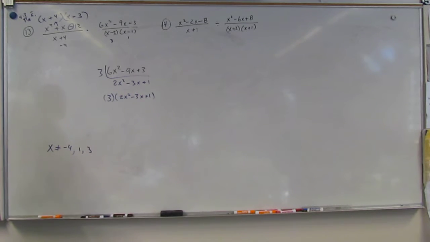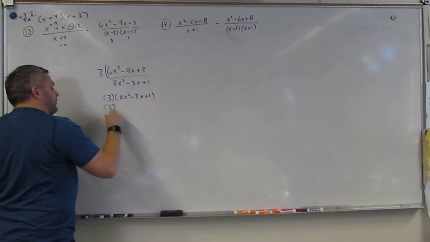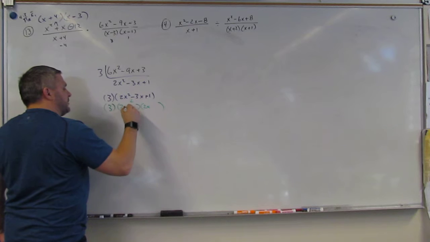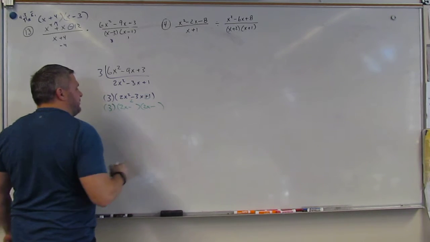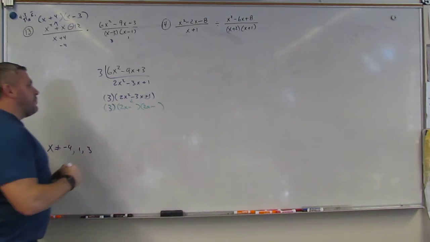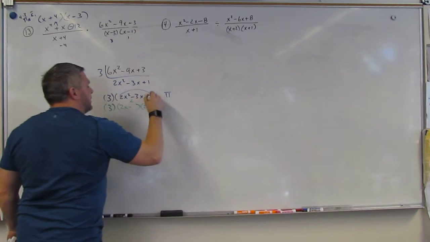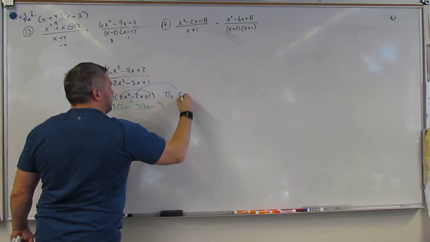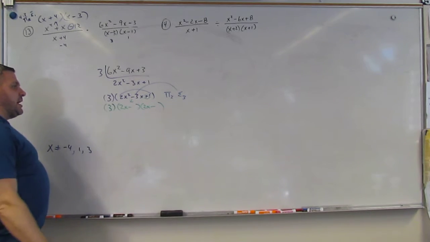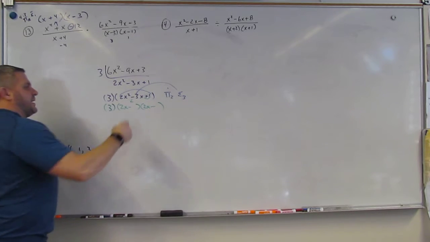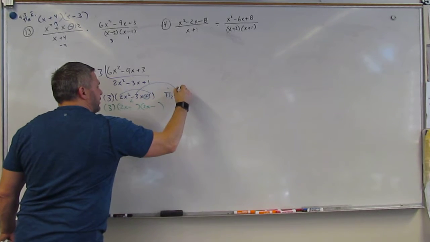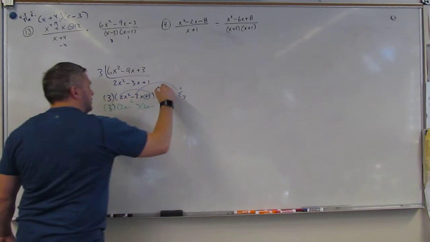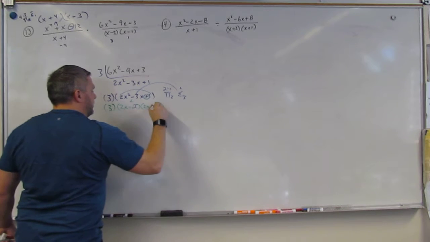And now I can have 3 times 2x and 2x. This sign comes down. This tells me that they are the same. My product is 2 times 1, which is 2, and my sum is 3. So I have two things that multiply to be 2, but they add to be 3. 2 and 1. Okay, so it's 2 and 1.